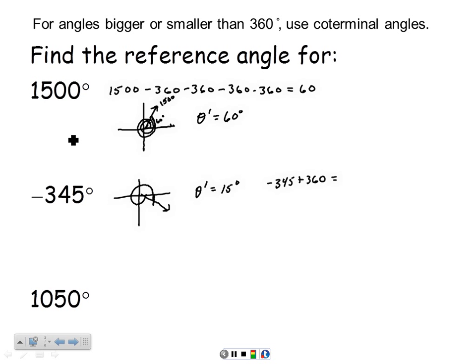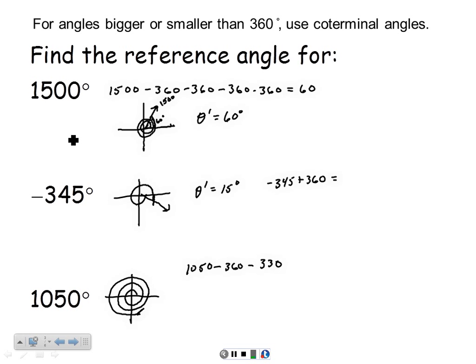Alright, if we're at 1050, I don't know where that is on this one, but I can do the coterminal angles. 1050 minus 360 is going to get me to 690, so I need to go again minus 360. That's going to get me to 330. So 1050 is actually 2 whole rotations plus another 330.